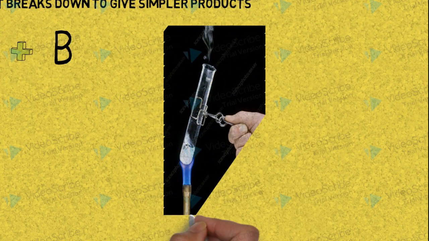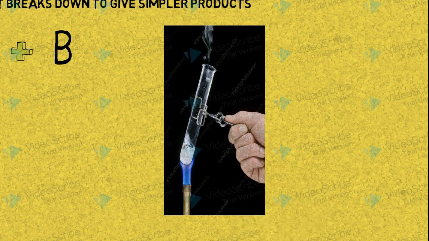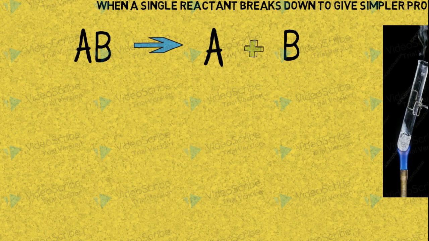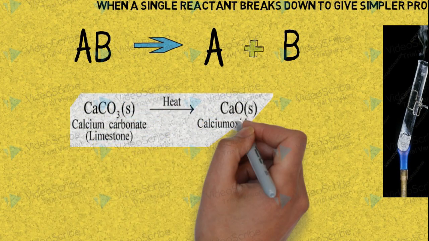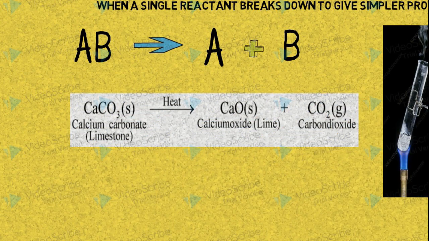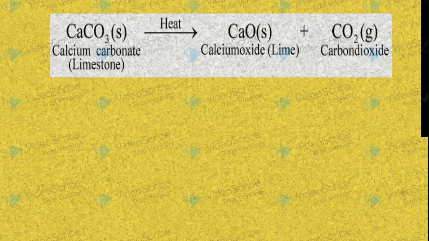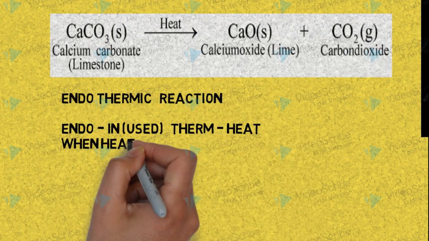Take a test tube, add calcium carbonate into it. When you provide heat to this, two different products are obtained. One is a gas, that is carbon dioxide, and one is quicklime or calcium oxide. Now here a single reactant, calcium carbonate, when heat is provided, is broken down into two different products, decomposed into two different products. That is why we are calling this process a decomposition reaction.